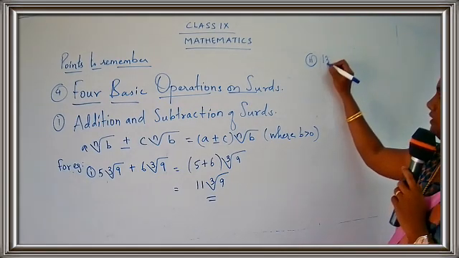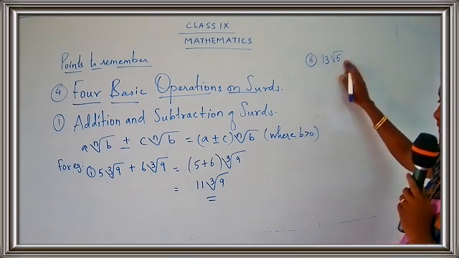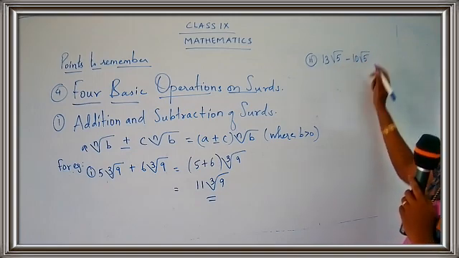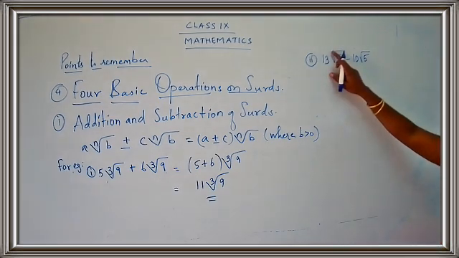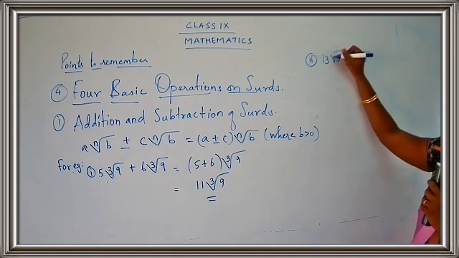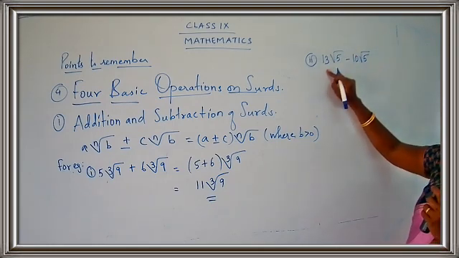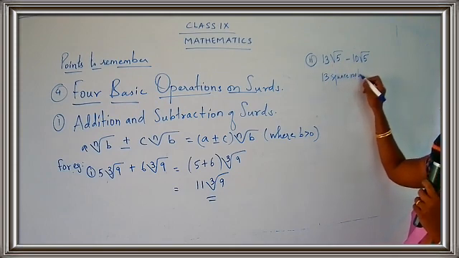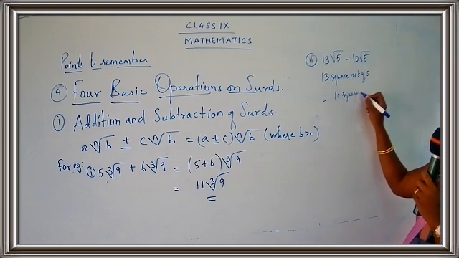Right. 13 square root of 5, plus, already we have taken it, so I'll take minus 10 square root of 5. Then on the next example, 13 square root of 5. Here no number is mentioned, that means it is 2. So what is n here? N is 2. Nothing is mentioned. That means which number you are going to consider here? Yes, 2. So how to read this? 13 square root of 5 minus 10 square root of 5.